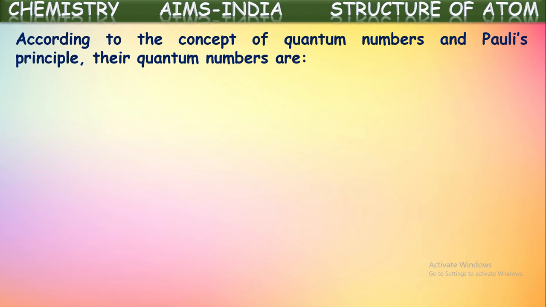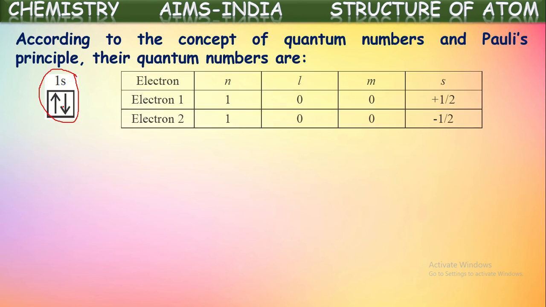According to the concept of quantum numbers and Pauli's principle, the quantum numbers of these two electrons can be written like this. See, this is a diagrammatic representation of the electronic configuration of helium. These are the two electrons, one with the clockwise spin, the other with the anti-clockwise spin. Now, if we write the quantum numbers for these two electrons, we get them like this.